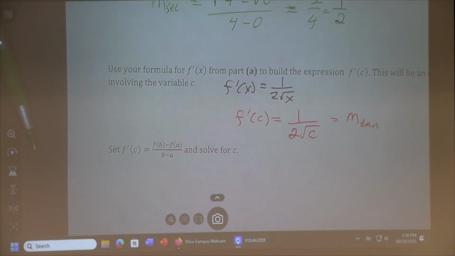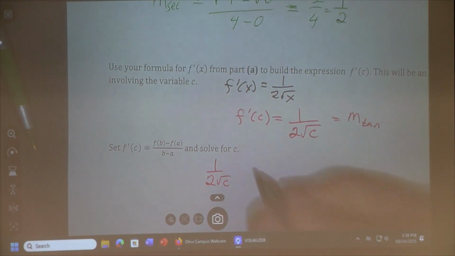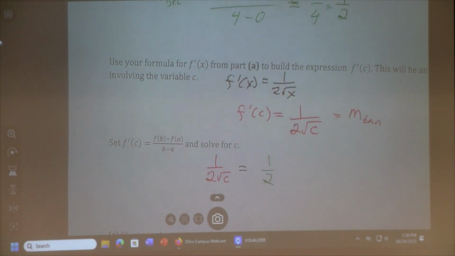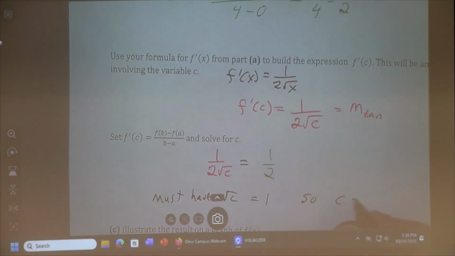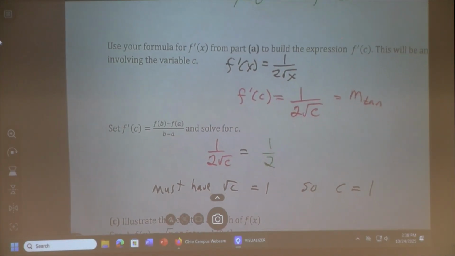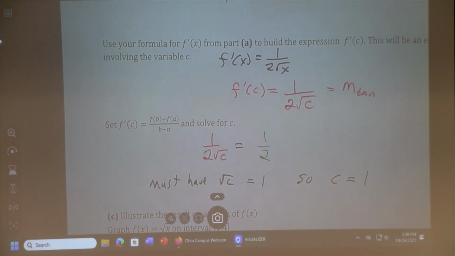Okay, so now we set those two things equal to each other. 1 over 2 square root of c, that red number, has to equal that green number 1/2. So you solve this, clearly that square root of c must be the number 1. And c has to be a positive number because it's got to be in the interval from 0 to 4. So c must be the number 1. So we found our c. Now, textbook problems might just say find the value of c that satisfies the conclusion.